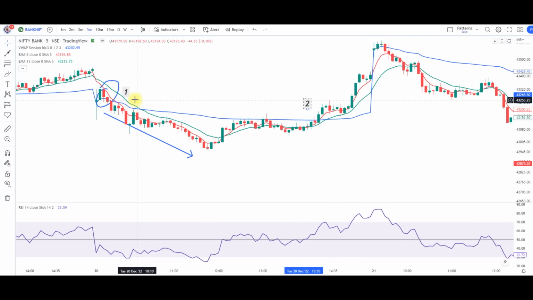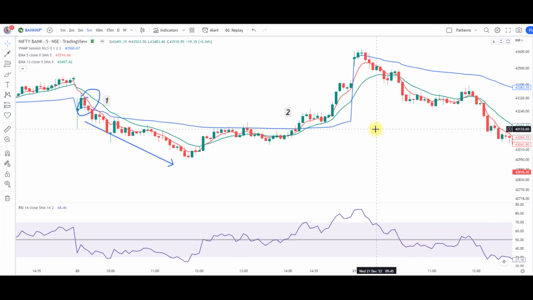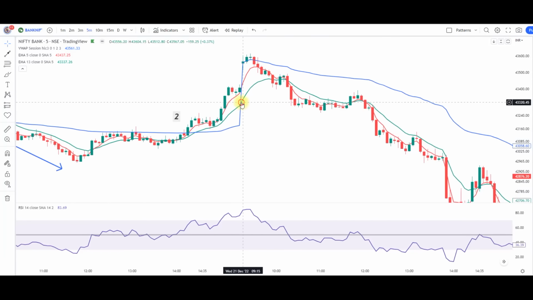Okay. So we got 2 trades on the same day in Bank Nifty and our stop loss also didn't get hit. So this is the first day of the trading. We can see the next day how it worked. So this is the next day.